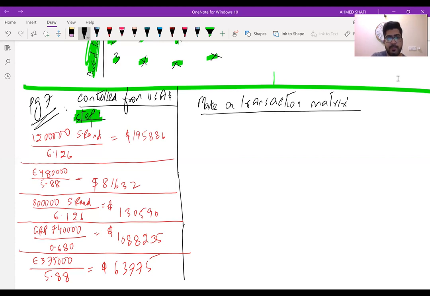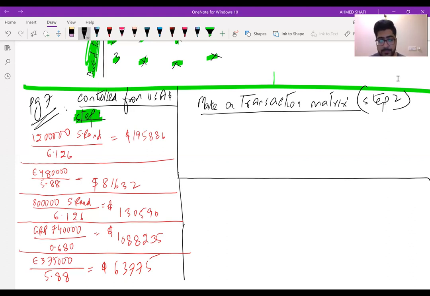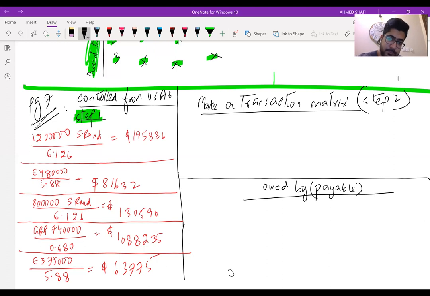Make a transaction matrix. Step two. Now listen carefully, how do you make a transaction matrix? In a transaction matrix, you will make a column called owed by, which is payable, and you will make rows of owed to, which is your receivable. You will make columns of owed by, which is your payable, and owed to, which is your receivable.